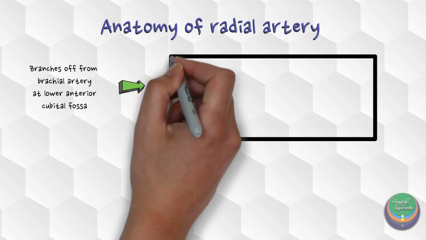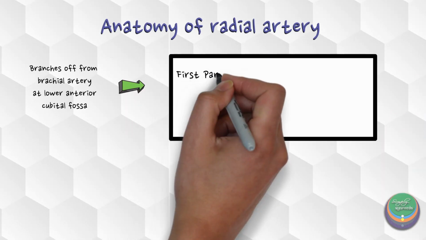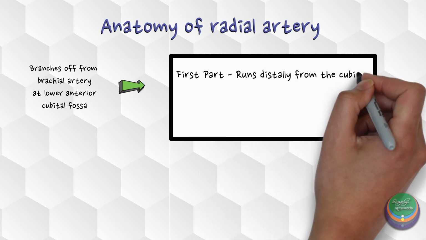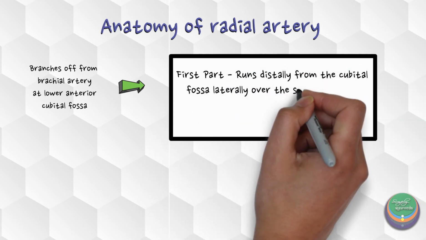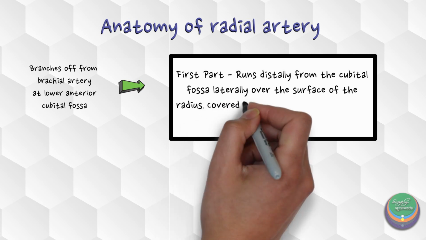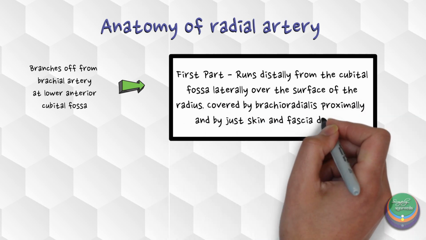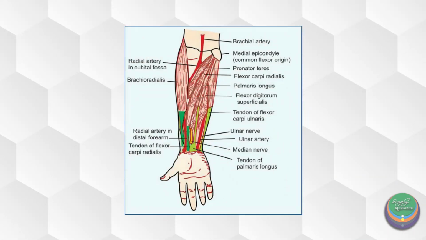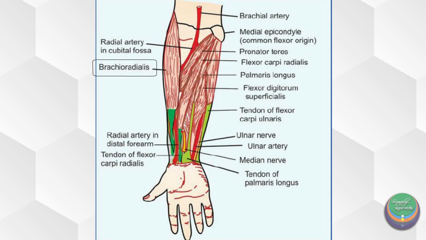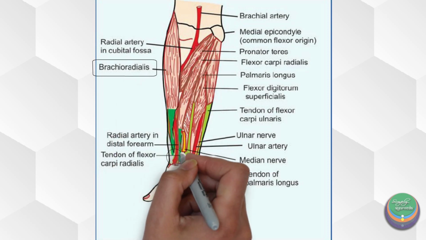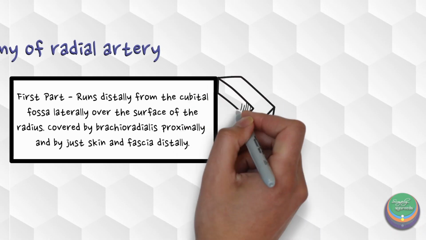The course of the radial artery begins from the anterior part of the cubital fossa and runs distally on the anterior part of the forearm, where it lies on the hard surface of the radius, which facilitates pulsation as mentioned in the beginning. Proximally, it is covered by the brachioradialis, whereas distally it is covered by just the fascia and the skin. This is the first part of the artery and it has the following branches.